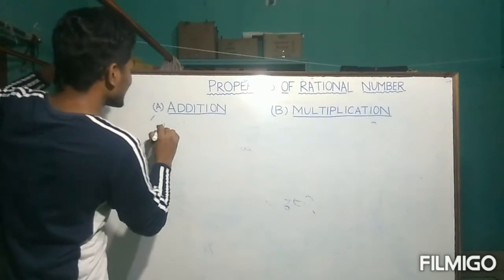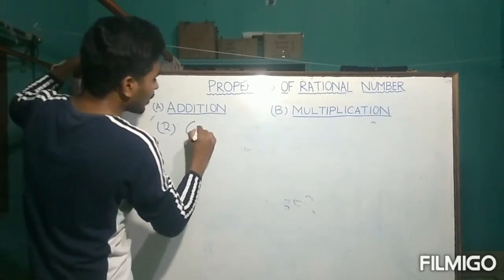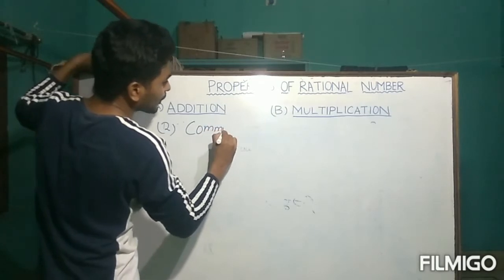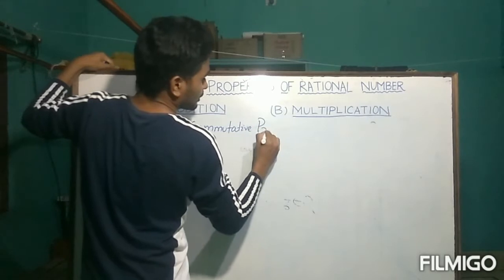So the second property of rational numbers is commutative property.